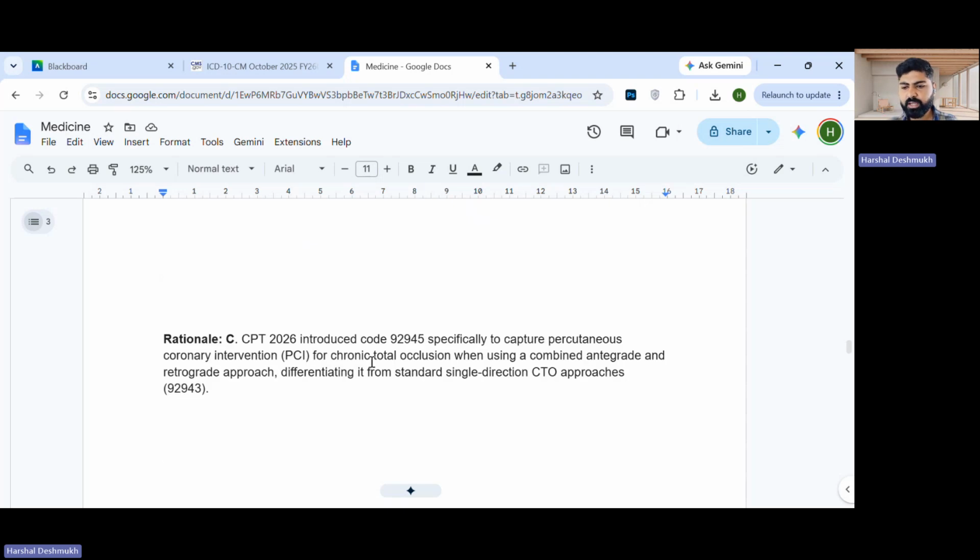Now, why is that? Because in 2026, a new code was introduced to specifically capture PCI, that is percutaneous coronary intervention, for CTO, that is chronic total occlusion, when using a combined antegrade and retrograde approach, differentiating it from standard single direction CTO approaches.